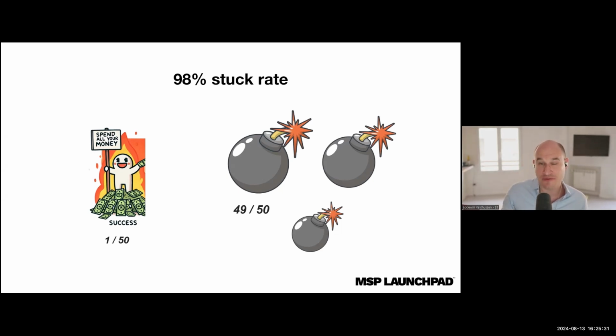That means that 49 out of 50 MSPs just bomb. They never grow past the $1 to $2 million a year mark. And the 1 in 50 that do make it spend all their money trying to figure it out, because learning how to generate leads for MSPs is really tough.